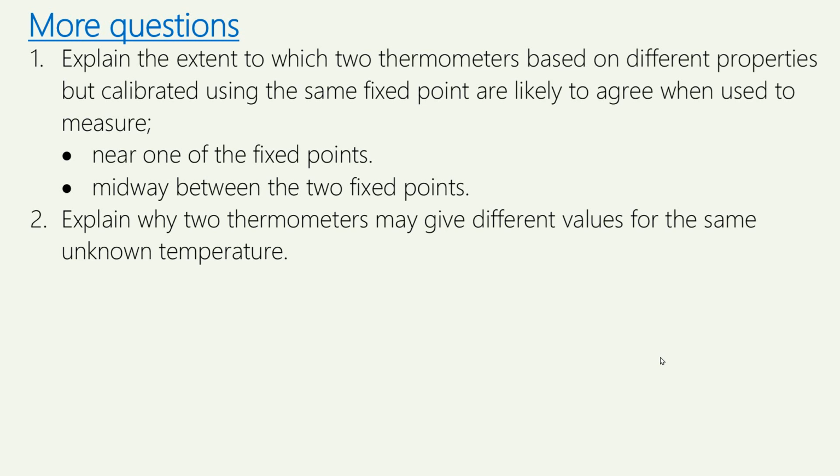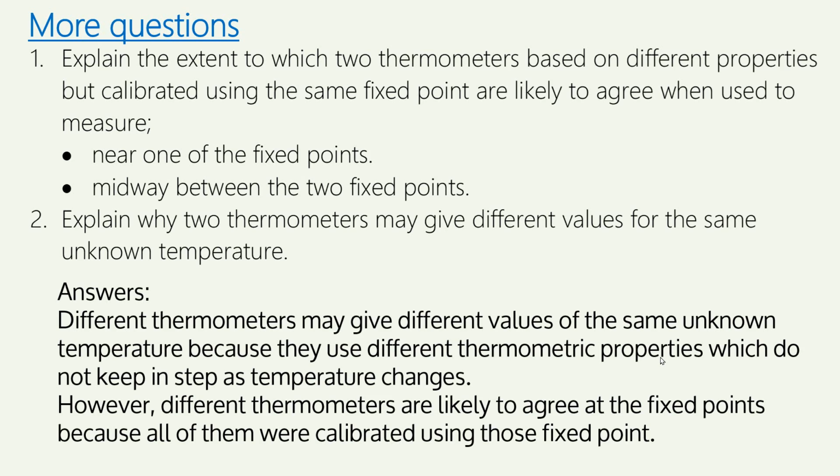Actually, I'm going to start by answering number two, and then we go back to number one. Number two says, explain why thermometers may give different values for the same unknown temperature. The reason is that different thermometers may give different values of the same unknown temperature because they use different thermometric properties. That's the first marking point. They use different thermometric properties which do not agree or do not keep in step as temperature changes.